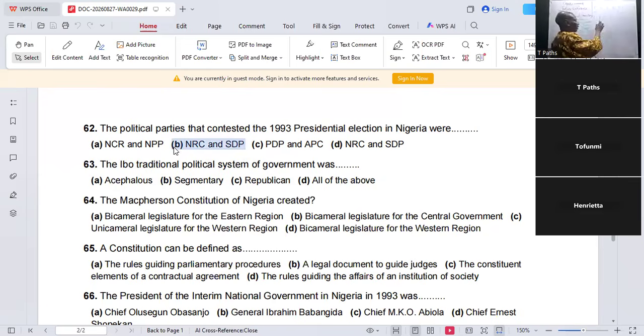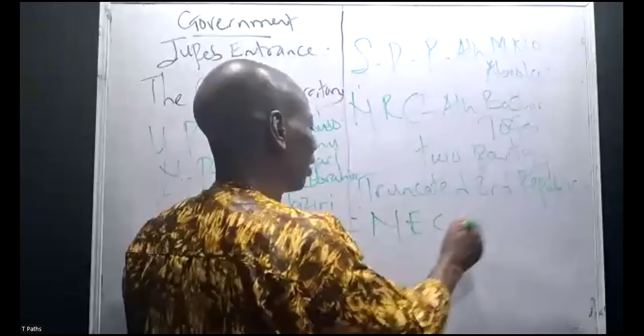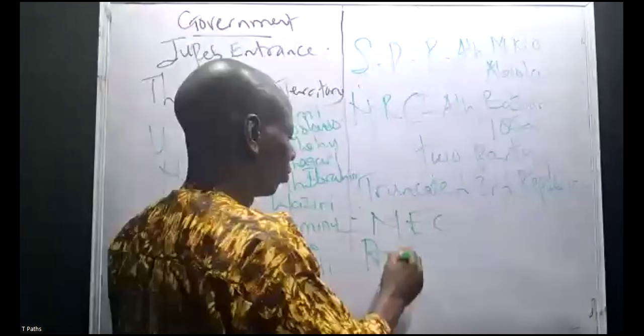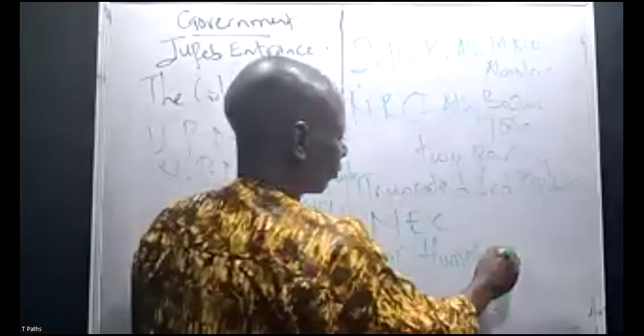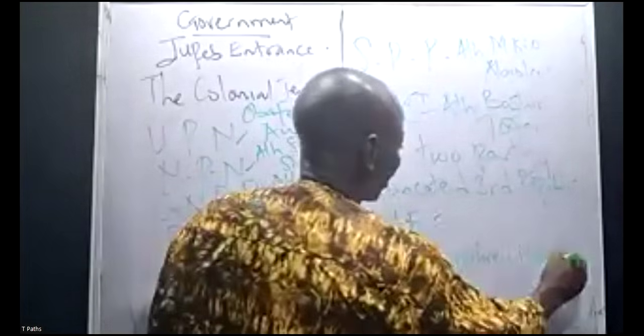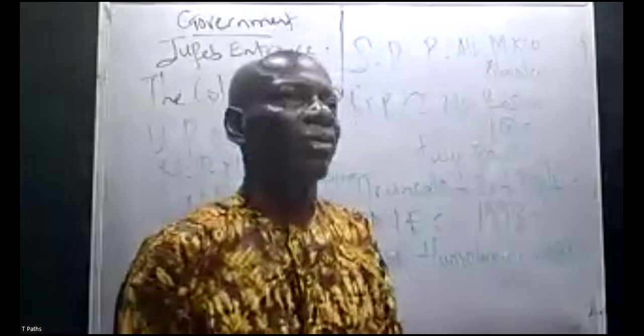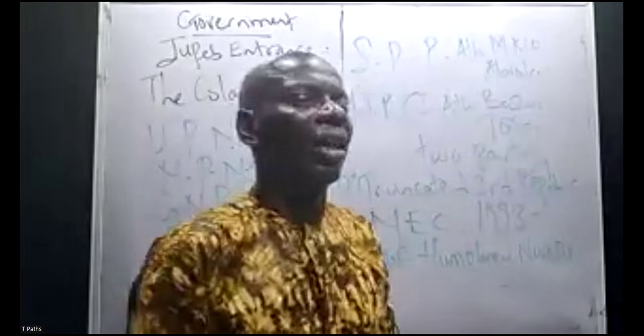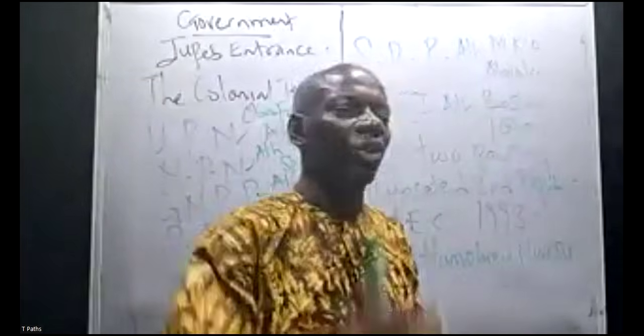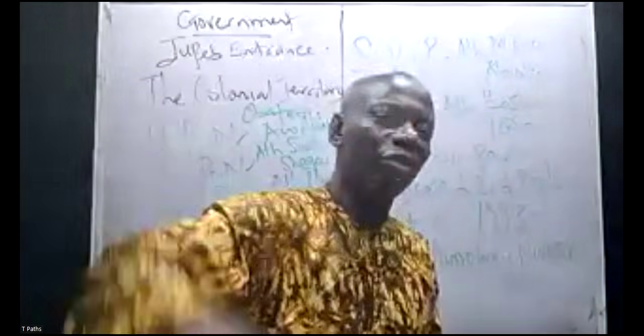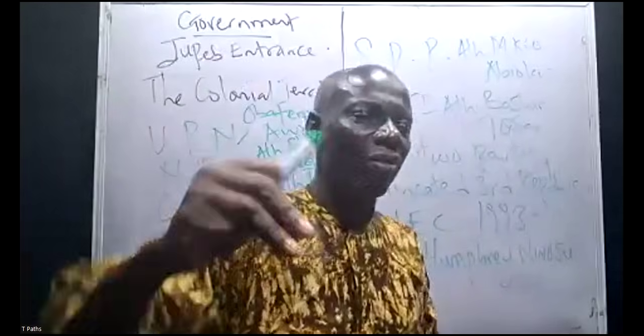And I want you to understand now. The chairman that conducted the 1993 election was of NEC, which stands for National Electoral Commission. Professor Humphrey Nwosu was the chairman that conducted the 1993 election. And that's the widely acclaimed freest election that has ever been conducted in Nigeria. And it was annulled by the then military head of state, General Ibrahim Badamasi Babangida.